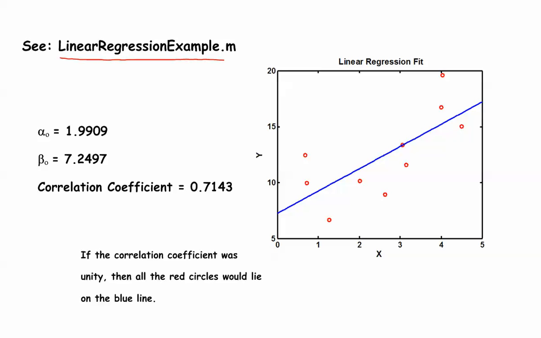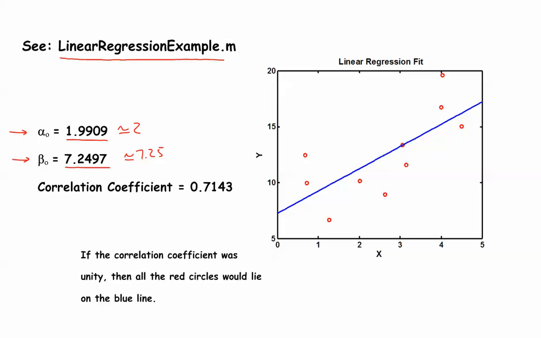I just programmed in the equation for alpha naught and beta naught. And Matlab spit back to me that my alpha naught was approximately 1.9909, and that's about 2, like I found using my calculator. And beta naught was 7.2497, and that's about 7.25, like I had calculated earlier.